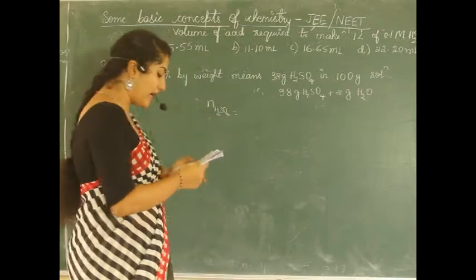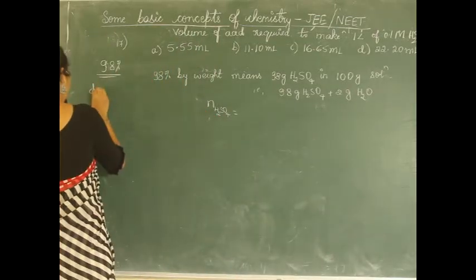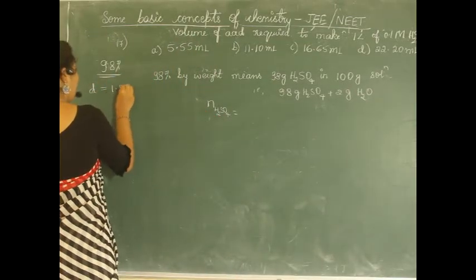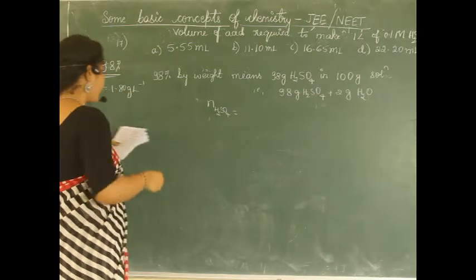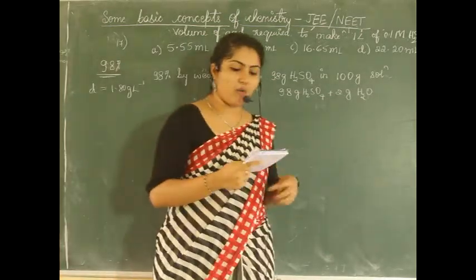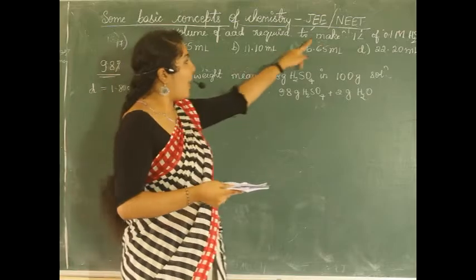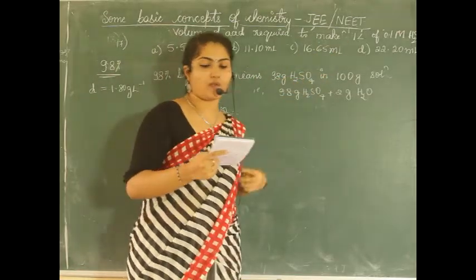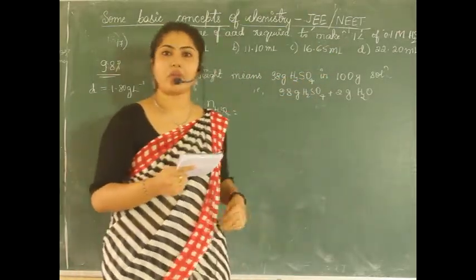It has been mentioned that the density is 1.80 gram per liter. The question asks for the volume of acid required to make 1 liter of 0.1 molar H2SO4 solution.